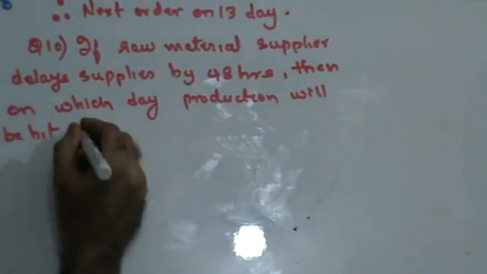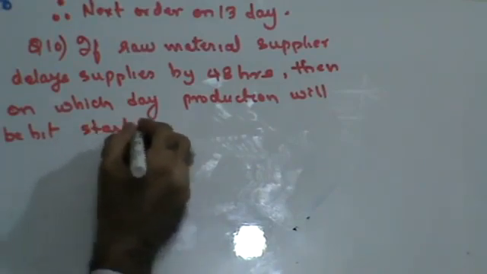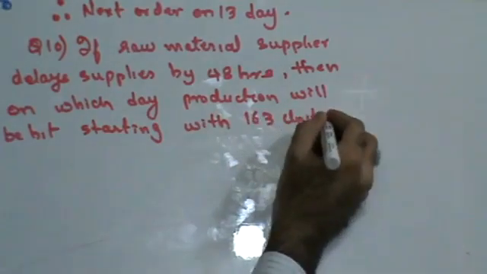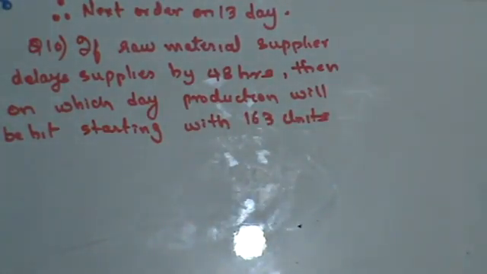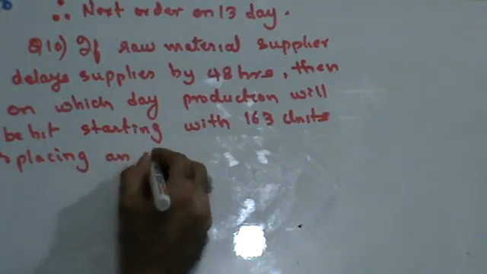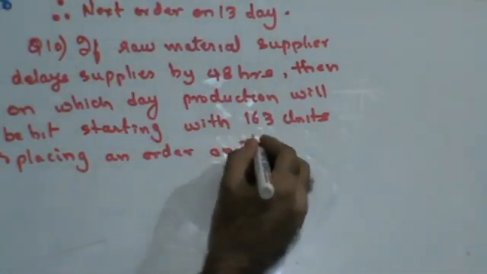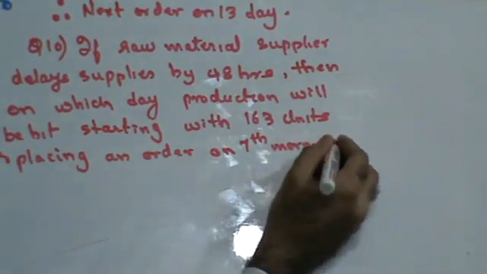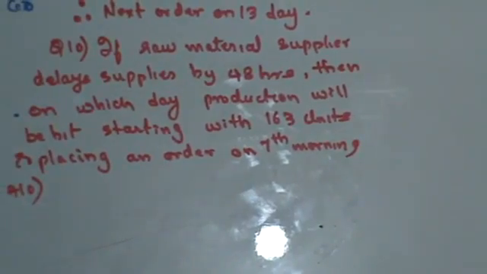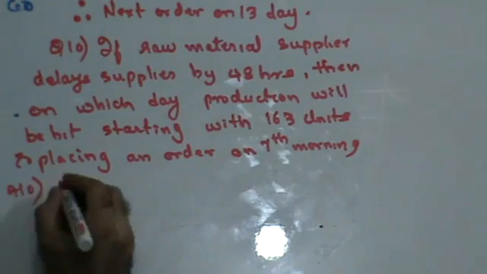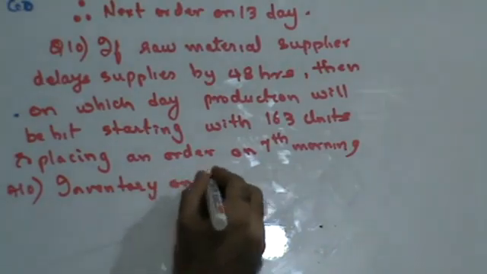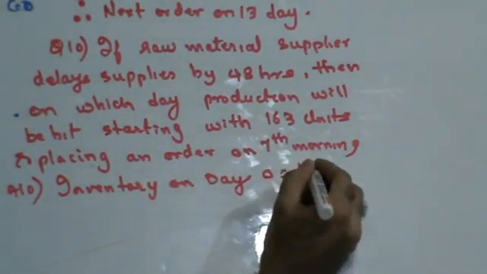Starting with 163 units and placing an order on 7th morning. Right. Now see, I'm starting with 163 units. So I can say that inventory on day 0 is 163 units.